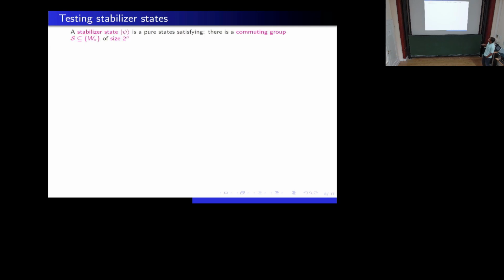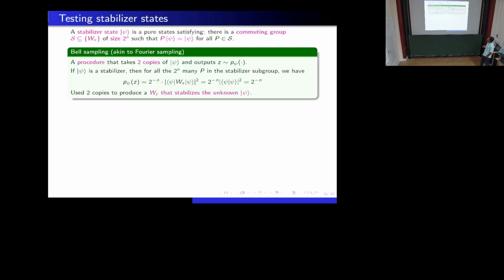So you can also talk of testing. I'm just recalling the definition from my previous slide. So again, this was just Bell sampling. There's something you can do about testing. The question is, if I give you copies of an unknown quantum state psi, tell me if it was a stabilizer state or far from a stabilizer state. How would you do it? The previous slide told you how to learn the stabilizer state, but I just want to test it. Do I still need n copies or can I do it with fewer copies?